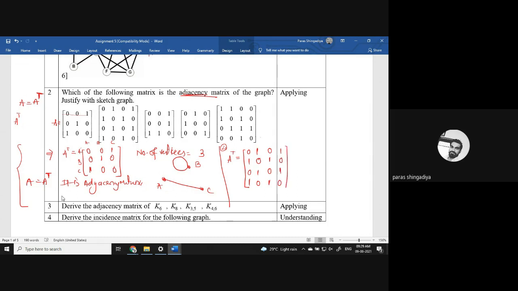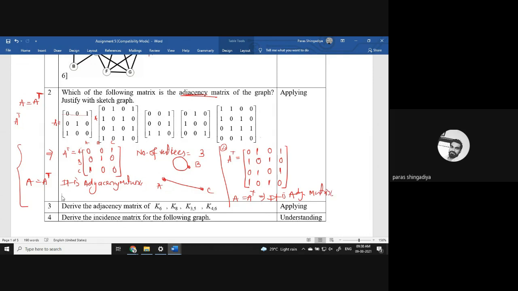So now check the whole entry. Verify both matrices. That is A, given in the question, and that is A transpose. So A is A transpose. All entries are the same, there is no difference. So here A is equal to A transpose. So what does it mean? It is an adjacency matrix. Now we have to make its graph.